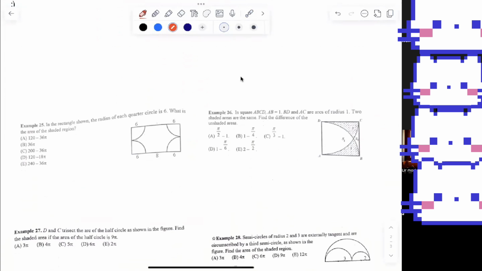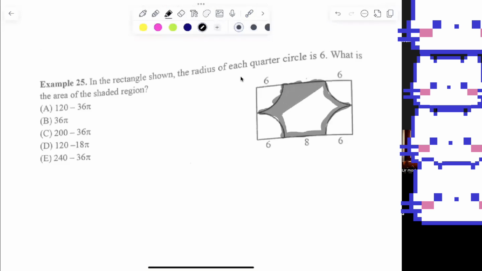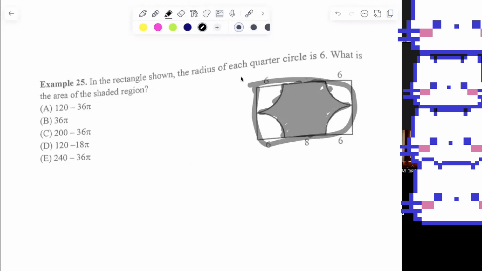Okay. So, for example 25. In the rectangle shown, the radius of each circle is 6. What is the area of the shaded region? Here, I'm going to show you the shaded region is right over here. That's the shaded region. It's the area of the rectangle subtracted by the areas of the circles. Now, guys, I'll let you give this problem a try and see what you get. Please tell me in the chat. Probably for 1 or 2 minutes, okay?